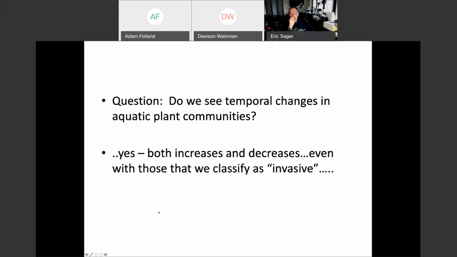So, question, do we see temporal changes in aquatic plant communities? Sure. Highly variable at the site level, at the lake level, and we see increases, we see decreases in abundance, and this goes across our classifications of species.